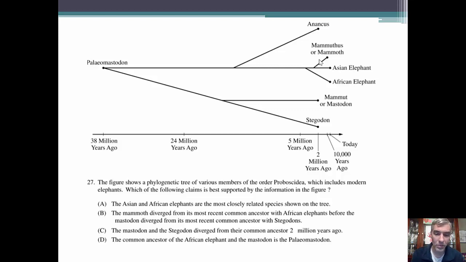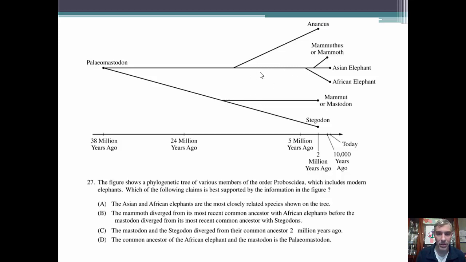B. The mammoth diverged from its most recent common ancestor with the African elephants before the mastodon. Okay, so let's see, the mammoth, here it is right here, diverged from its most recent common ancestor with the African elephant, which would be right here. I'm going to put the pointer right there. More recently, before the mastodon, diverged from its most recent common ancestor with stegodons. So notice that they're here, right? So there's our 2 points.